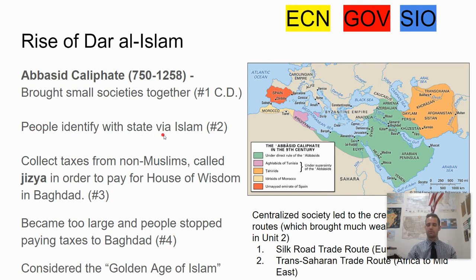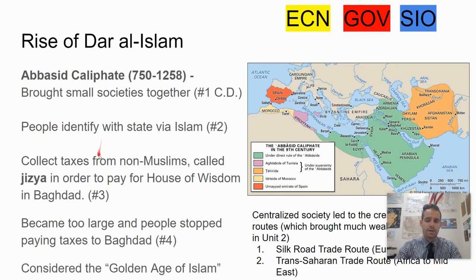The state, the government says, we are Islam. You guys are all in the same exact religion, so we're all together. We're all in one society, and people identify with that. So that's how people are brought together in this regard. So in the same way that the Song dynasty brought people together via Confucianism, the Abbasid Caliphate is going to bring people together via Islam. Religion is a very powerful force amongst the people, especially at this time, and even still today.